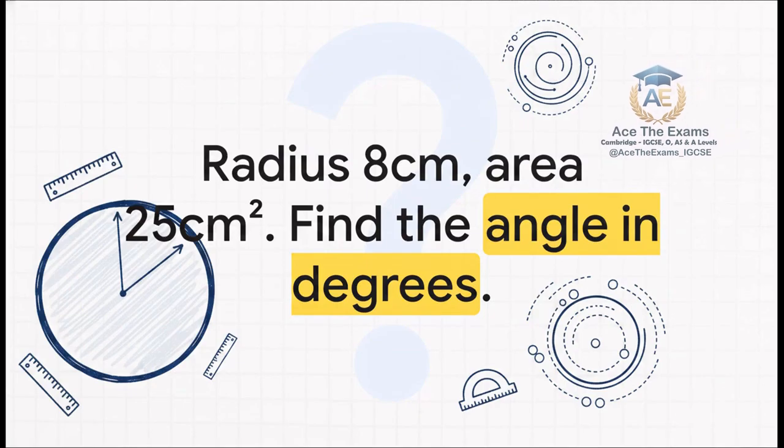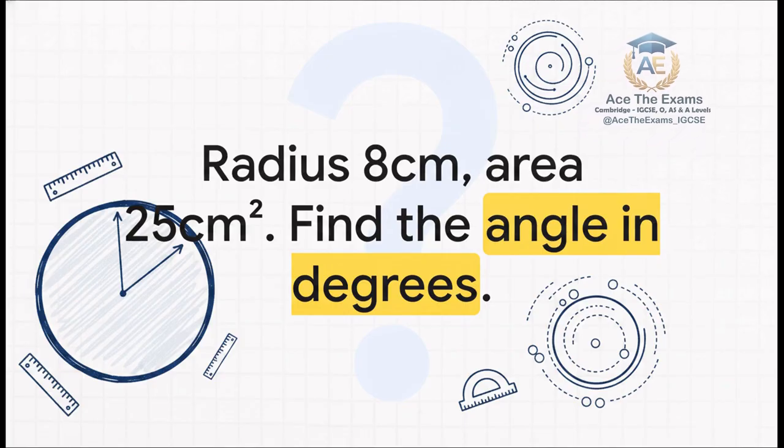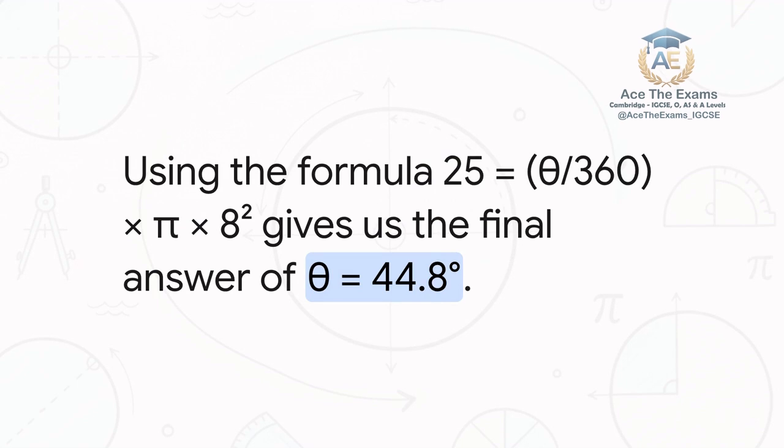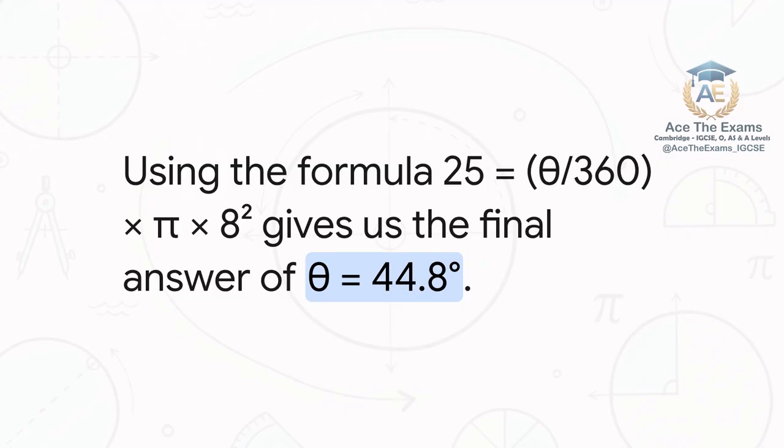We have a sector of a circle. The radius is 8 centimeters. The area is 25 square centimeters. The command here is to work out the angle at the center, and specifically in degrees. Since our target is degrees, we select our degree formula for area. Area equals theta over 360 times pi times r squared. We substitute what we know. 25 equals theta over 360 times pi times 8 squared.